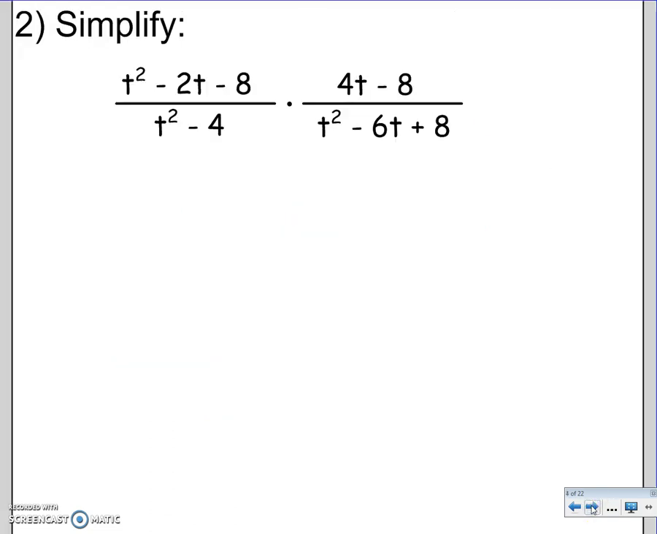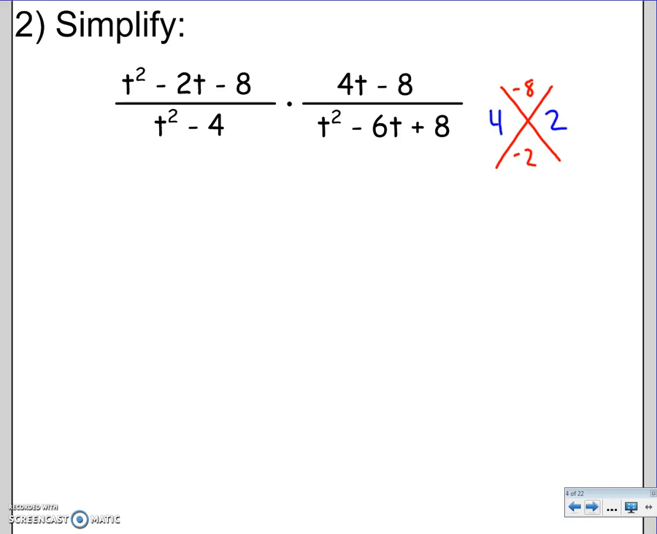Number 2, simplify. This is a multiplication problem, 3 steps. Remember the steps are factor everything, restrictions, then cancel out. For the top left, 3 terms, no GCF, so I do the x method. I'll do it over here. On top is -8, on bottom is -2. I had to find 2 numbers. Well, 4 times 2 is 8, 4 minus 2 is 2, so those are my numbers.